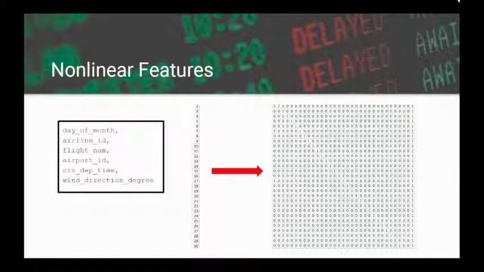In our data sets, there are quite a bit of nonlinear features, including day of month, airline ID, and flight numbers. We would like to convert these nonlinear features into linear features to be able to use them in our algorithms. One way we do that is through binarization. We turn one feature into multiple features that correspond to the original values.